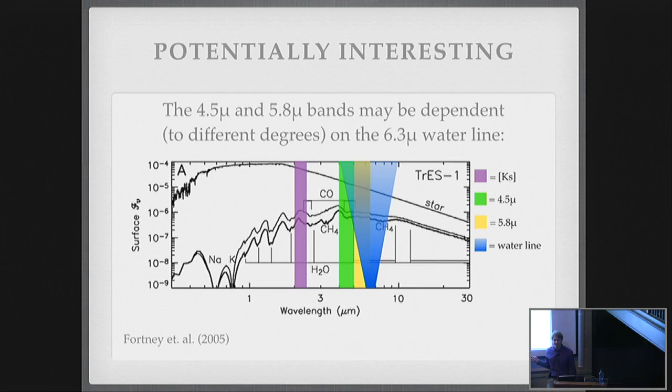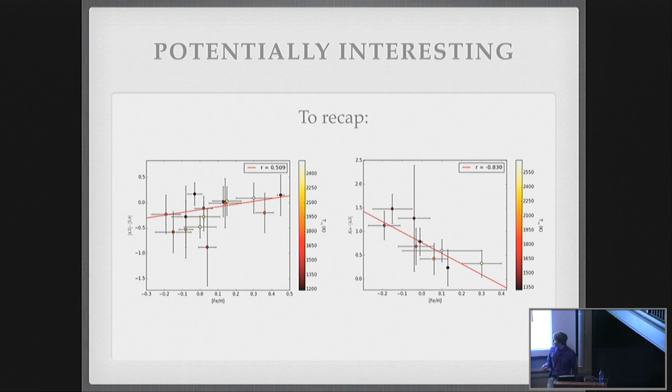So if you increase metallicity, the 4.5 micron band may be affected not just by water, but also by carbon monoxide, and that could cause it to be more dependent on metallicity than the 5.8 micron band. If that's the case, then we're seeing the effects of both water and carbon monoxide in the two trends that I saw. So as you increase metallicity, the 4.5 micron band is most significantly affected by these variations, which would cause a positive correlation there and a negative correlation here.